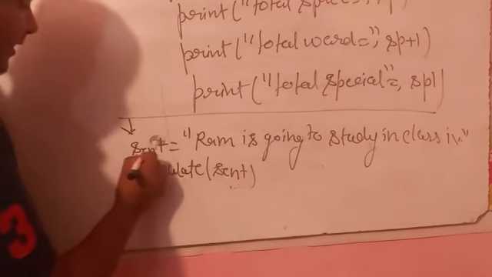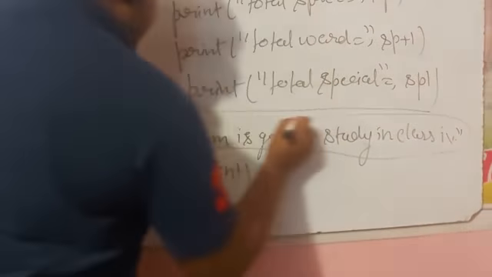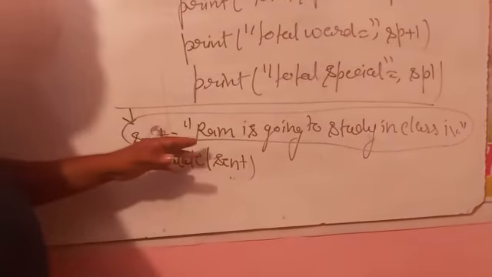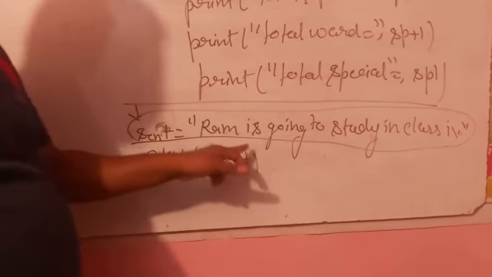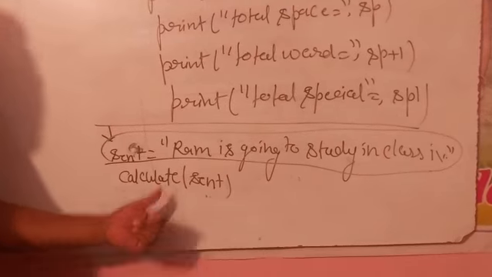Instead of writing all this here at this point, you may take input also. Sentence is equal to input, enter the sentence, and that one you can pass to calculate, and this function will display the results.